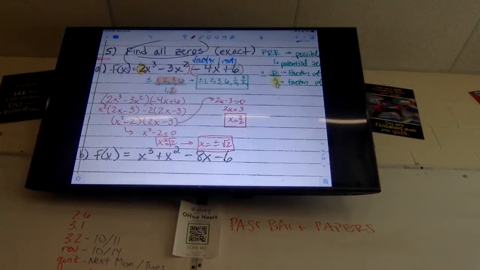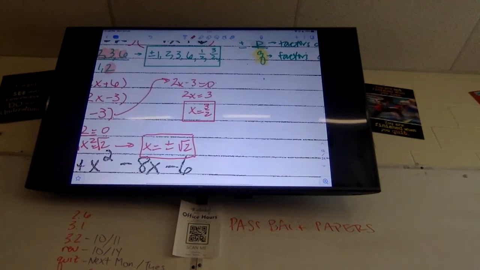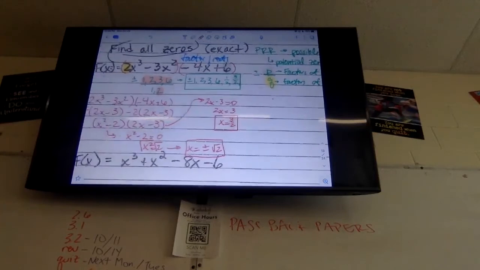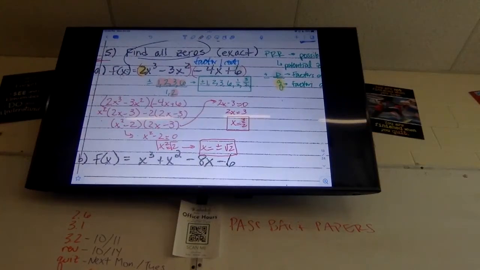Okay, so my zeros here are just that. I've got 3 over 2, and then I've got plus or minus root 2. Now, do you see that 3 over 2 is one of my PRRs? We could have searched and found that 3 over 2 would work, but there was no way for us to find plus or minus root 2, because radical 2 is not a rational number, it's an irrational number.